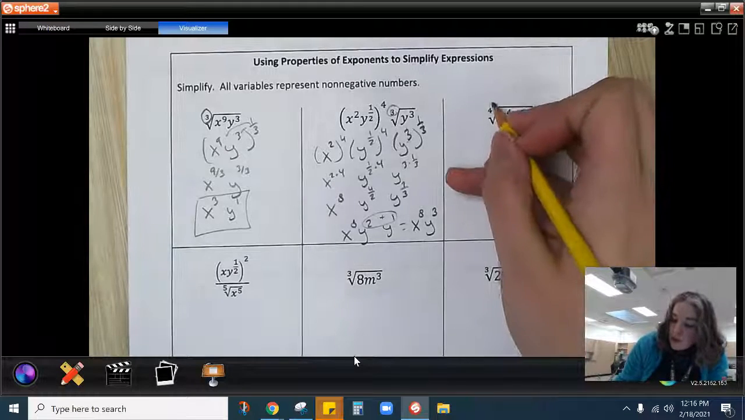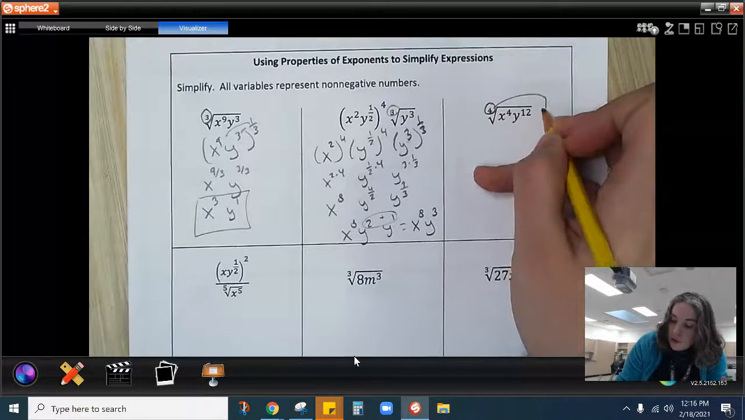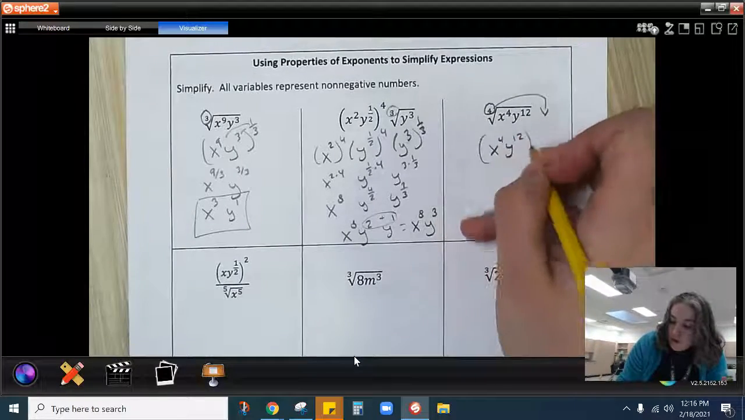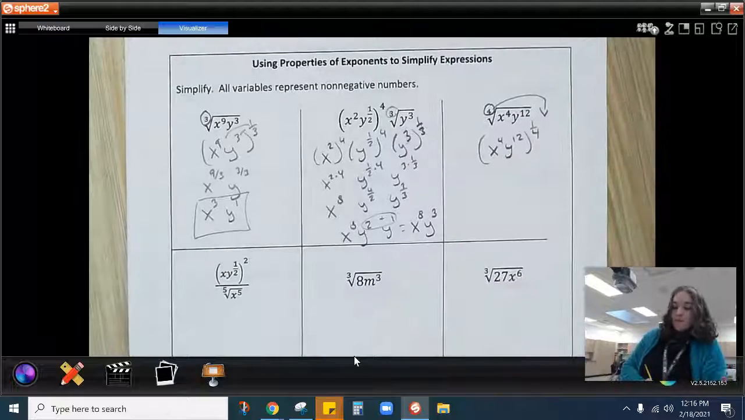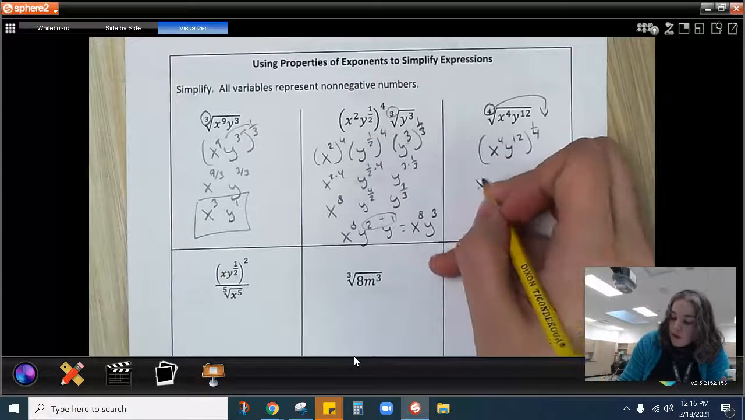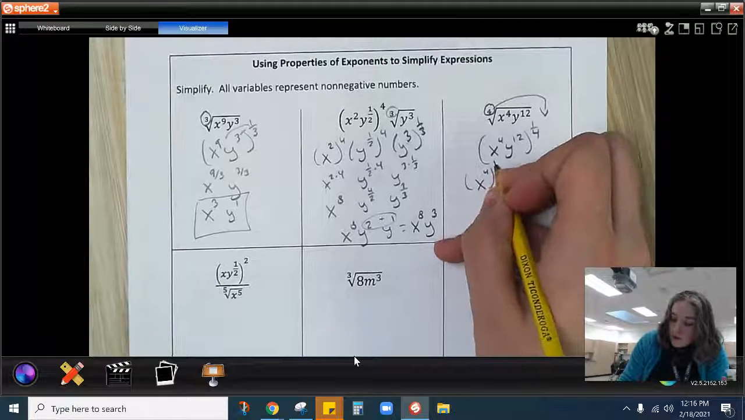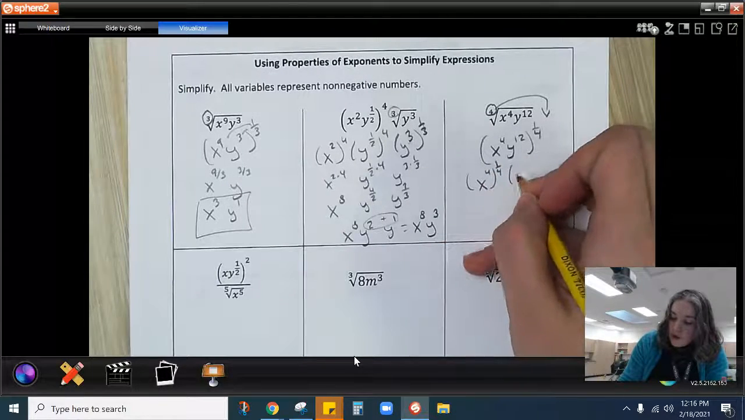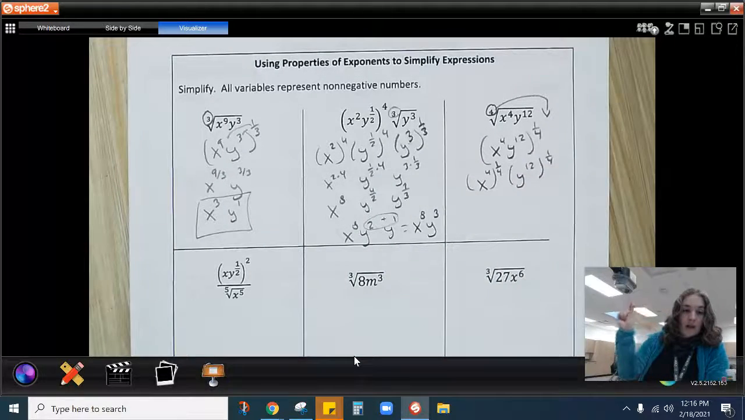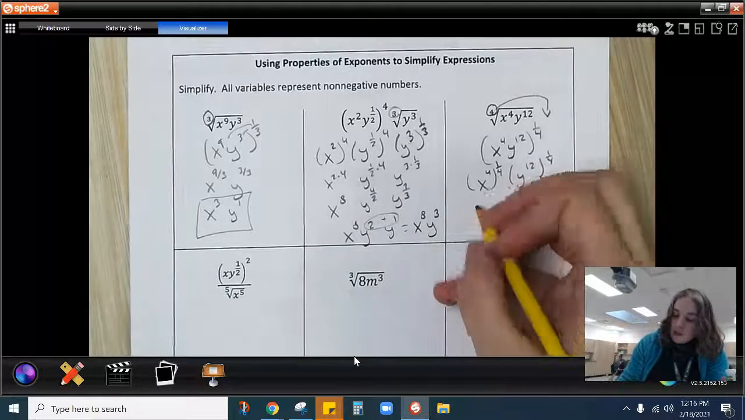All right, so for this one, I'm going to turn this into a power first. So this goes x to the 4, y to the 12, all to the 1/4. Now I've got a power of a product. So I've got x to the 4th to the 1/4, and then y to the 12 to the 1/4. So I'm just distributing that power. Now I need to multiply these together.